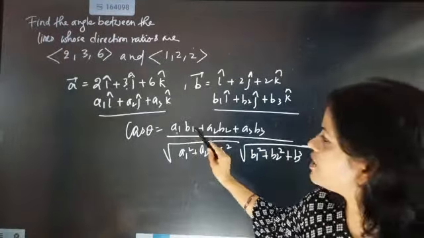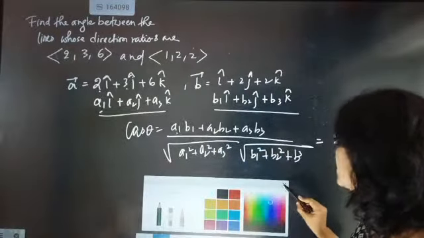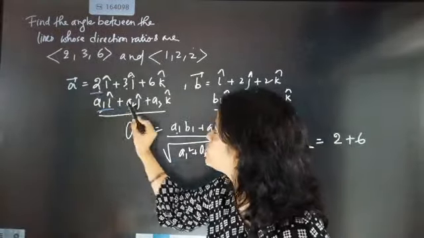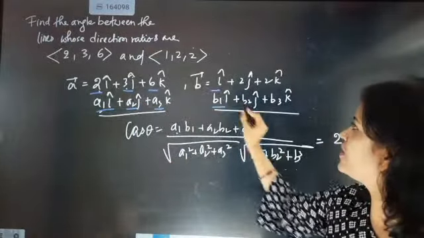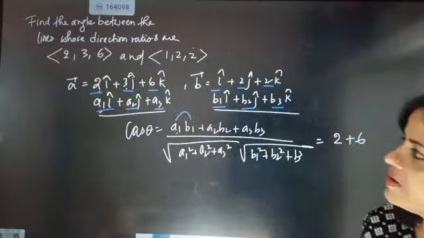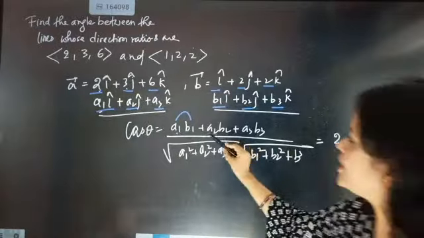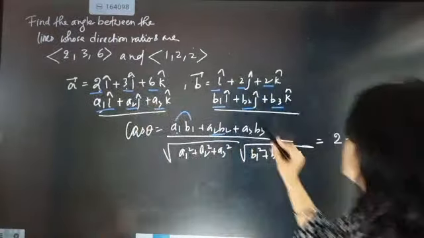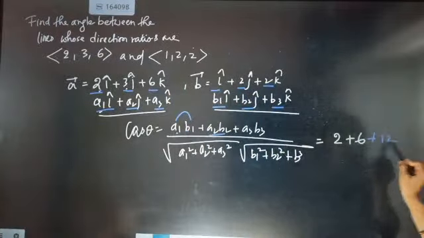Look here. a1 is 2. Check once. a1 is coming as 2. Beta, check one time, a1 is 2, a2 is 3, a3 is 6. b1 is 1, b2 is 2, b3 is 2. Now here a1 b1 means 2 into 1. So 2, now a2 b2, 3 into 2, 6, plus a3 b3, 6 2s are 12.